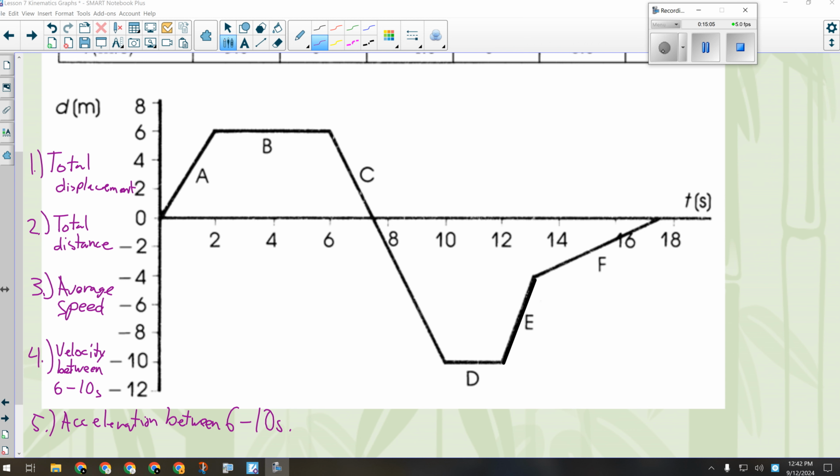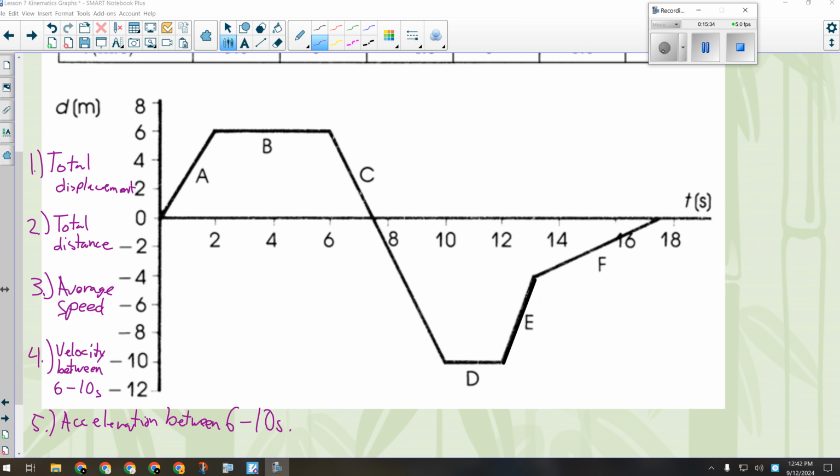Distance, scalar or vector? Scalar, which means it always gets bigger. It can never go backwards. So if I want to know the total distance for the whole trip, I have to figure out how far it goes in each part and then do what with all those parts? Add them together, right? Because distance is always going to get bigger. I'm just going to keep ending up further and further away distance-wise.